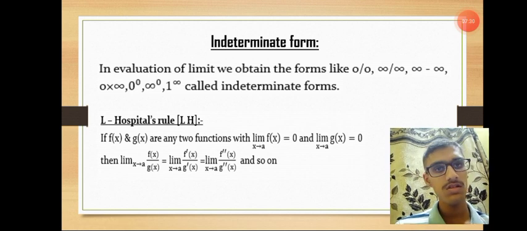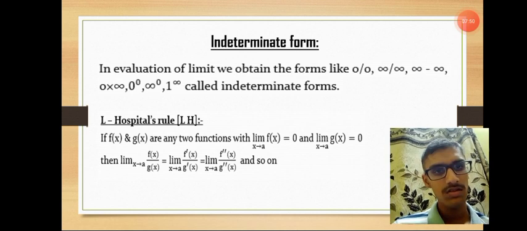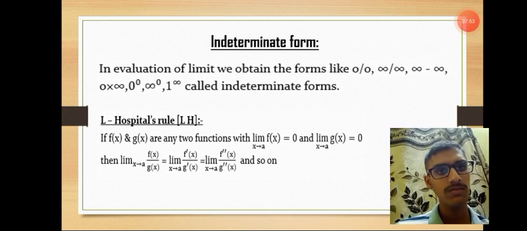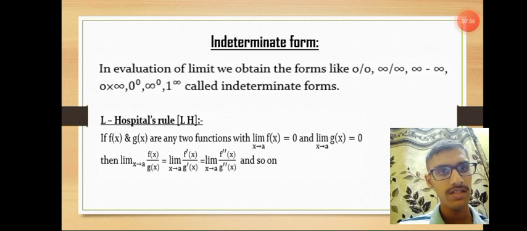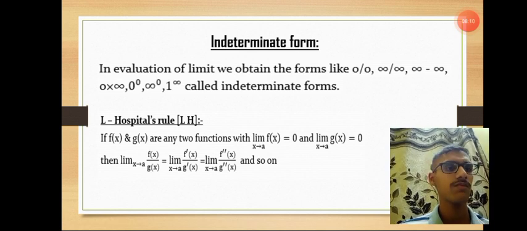So L'Hospital rule is, if f of x and g of x are any two functions with limit f of x as x tends to a equals 0 and limit g of x as x tends to a equals 0, then limit x tends to a f of x divided by g of x equals the limit of the ratio of their derivatives. And then if the form is again not defined, that is infinity by infinity or 0 by 0, again you have to differentiate, that is f double dash of x divided by g double dash of x and so on.